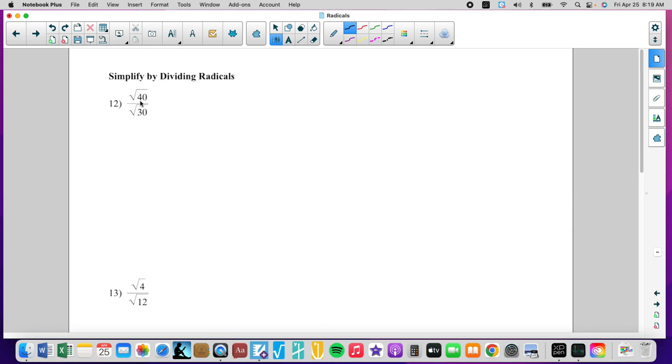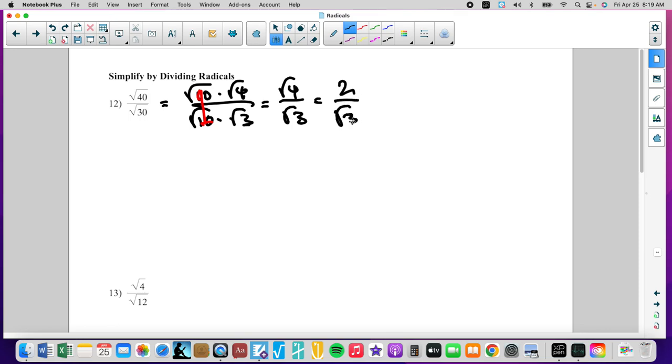And now we're dividing, so we still are looking to match. We're going to make this rad 10, rad 4, and 30 to rad 10, rad 3. But this time, when we match, they're dividing, and anything over itself is going to create a 1. So these cancel each other. And we do have a perfect square here, so we're still simplifying. We have rad 4 over rad 3, and rad 4 is a perfect square. So we get 2 rad 3.